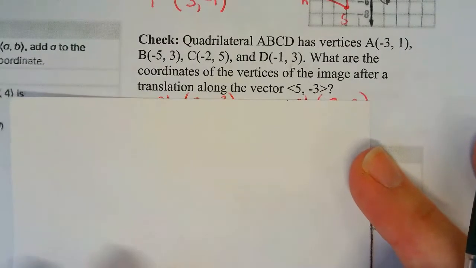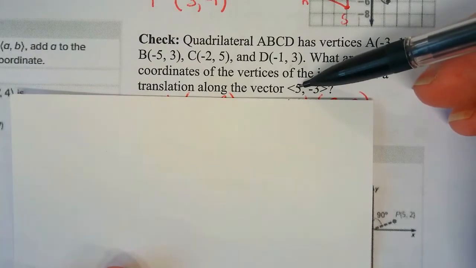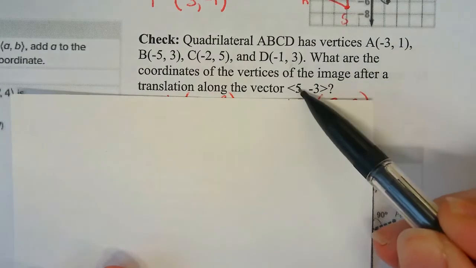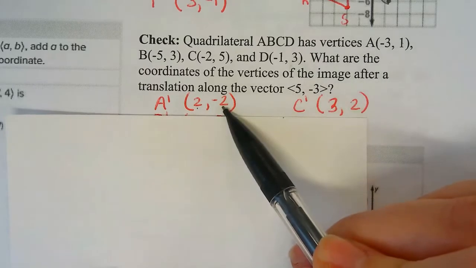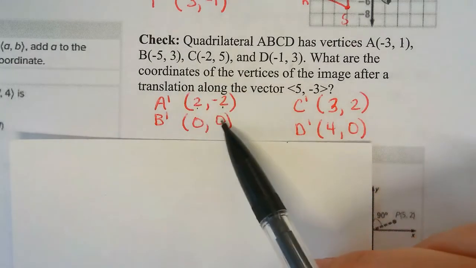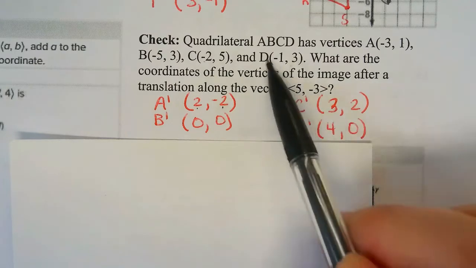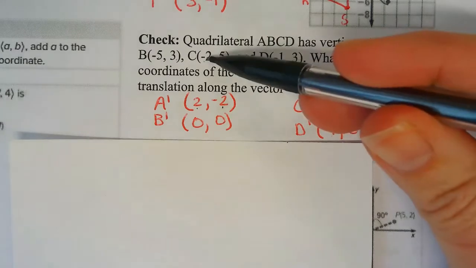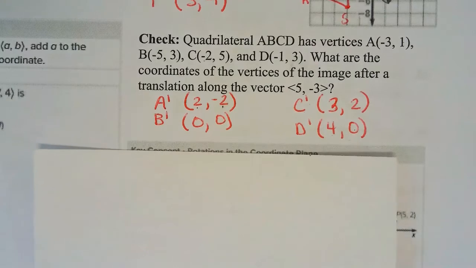So in the check question, doing the same thing, take all of these coordinates and just add your X translation and your Y translation. So -3 plus 5 will give you 2. -3 plus 1 will give you -2. Keep going. So add 5, add -3, I get 0, 0. C prime is going to be 3 and 2. And then D prime, you're going to get 4 and 0. So again, just adding this guy to the X, adding this guy to the Y. So add the X's, add the Y's.